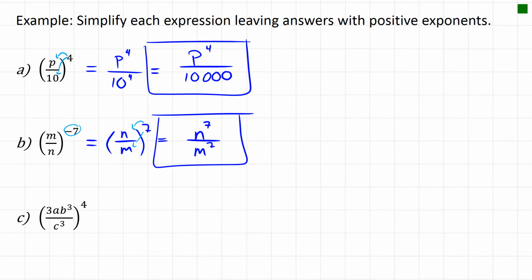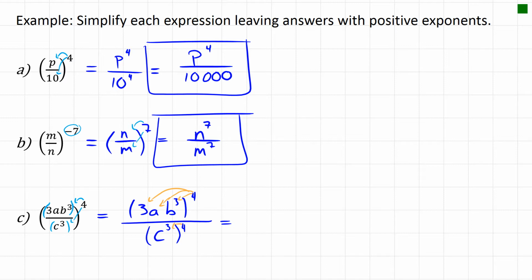Finally, this one's getting more complex, but the rule is the same. I'm going to apply this 4 to the top of the fraction and to the bottom of the fraction. So I have 3ab cubed all to the power of 4 on the top, and I have c cubed all to the power of 4 on the bottom. And now I have to apply my power of a product rule, which means putting that 4 onto each of the members of the product on both the top and the bottom.